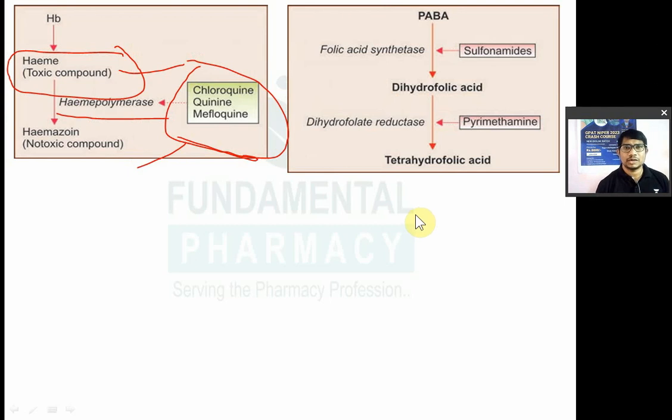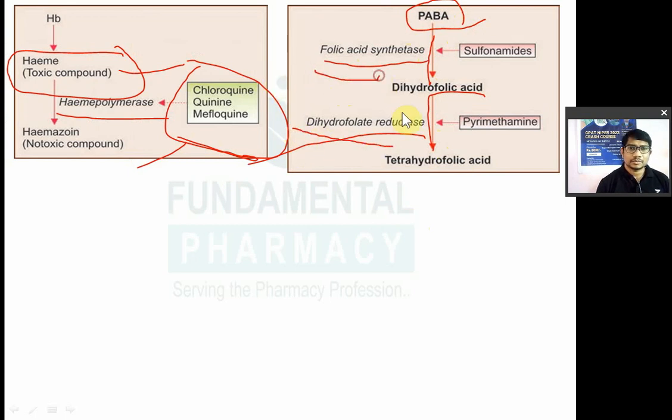Now you can see they are known as folate antagonists. Normally para-aminobenzoic acid is utilized by the parasite and it is converted into dihydrofolic acid by the enzyme folic acid synthase, and dihydrofolic acid is converted into tetrahydrofolic acid by the enzyme dihydrofolate reductase. Both these enzymes, folic acid synthase and dihydrofolate reductase, are present in the parasites.